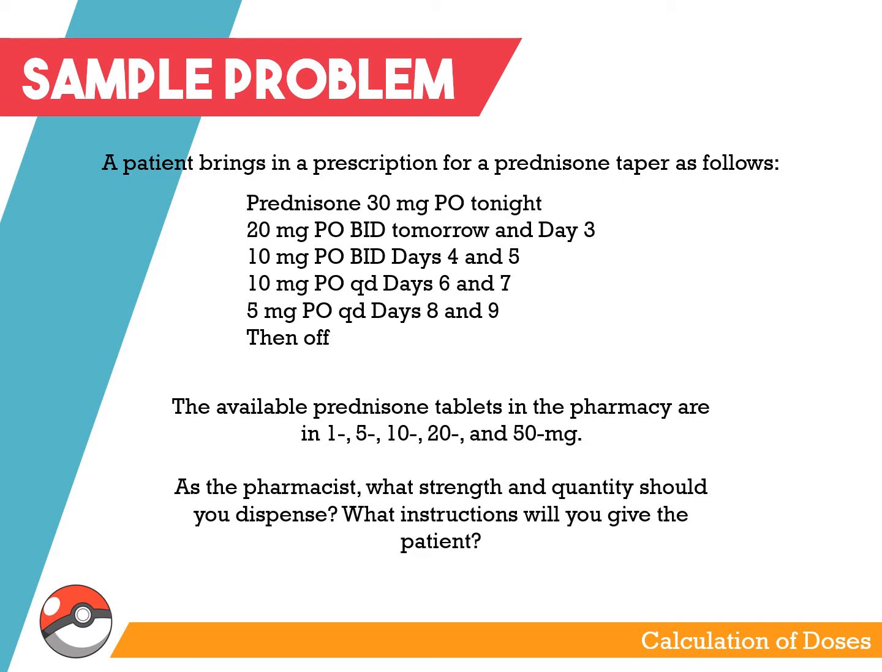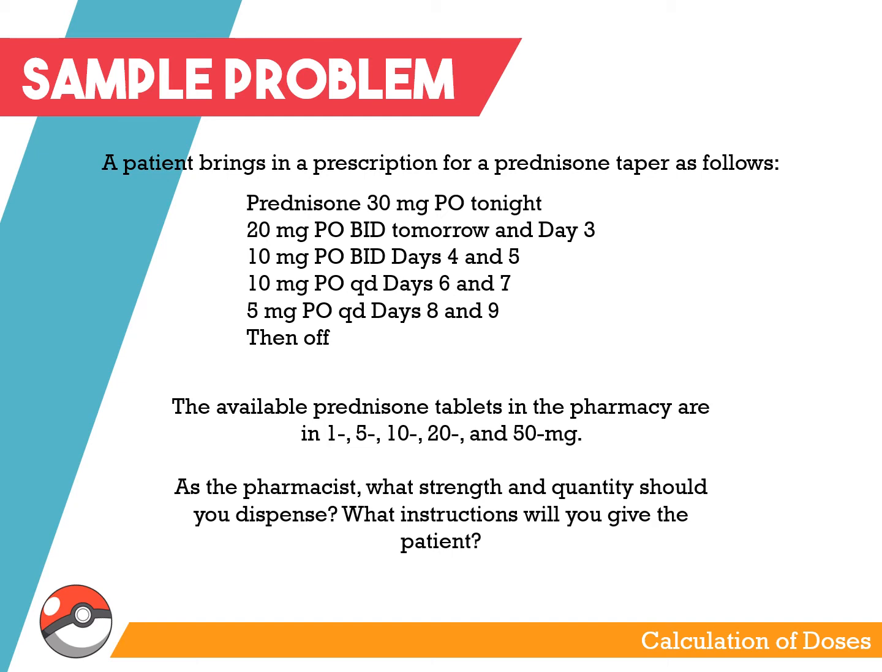So this is an oral tablet. Okay, so it should be taken orally. And when we say BID, it means twice a day. QD, once a day. Okay, so the available prednisone tablets in the pharmacy are in 1, 5, 10, 20, and 50 milligrams. So as a pharmacist, what strength and quantity should you dispense? What instructions will you give the patient?